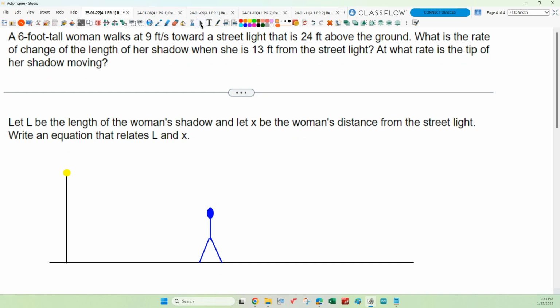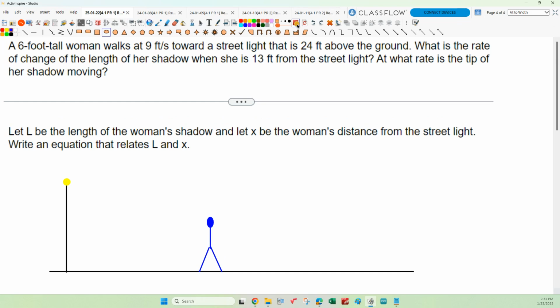Okay, we know that distance, right? What other line do I probably need here? Okay, yeah, I need a light ray, don't I? Good. So we need one like that one right there, right? Okay.